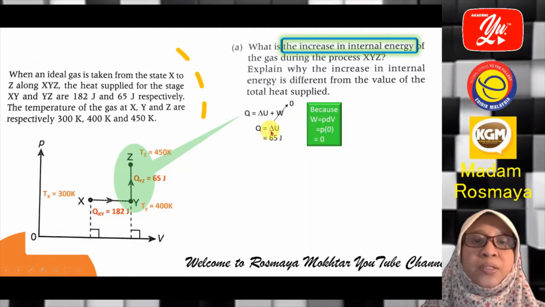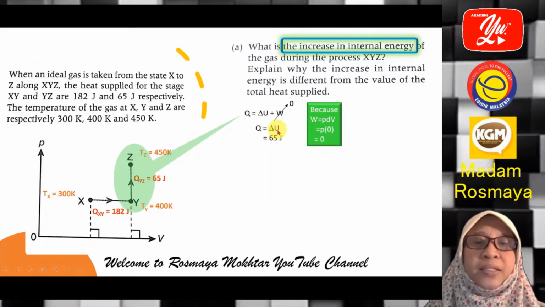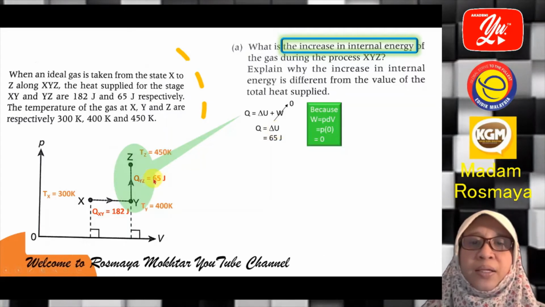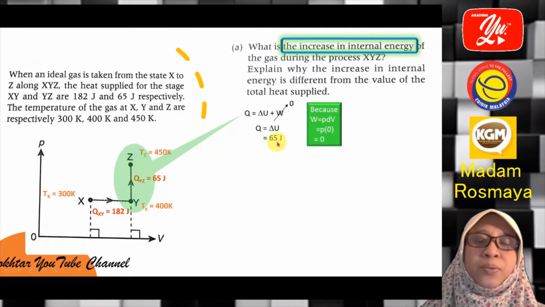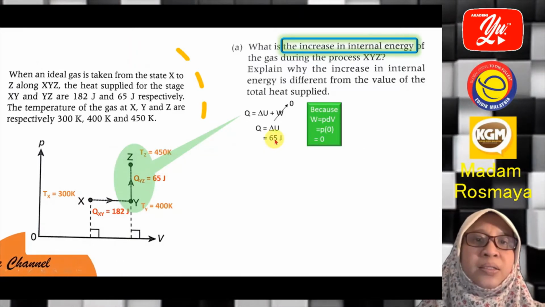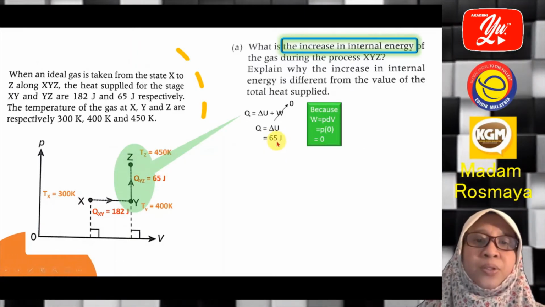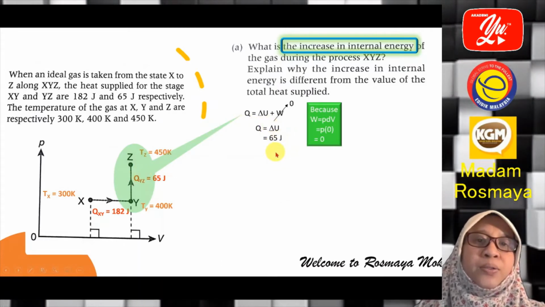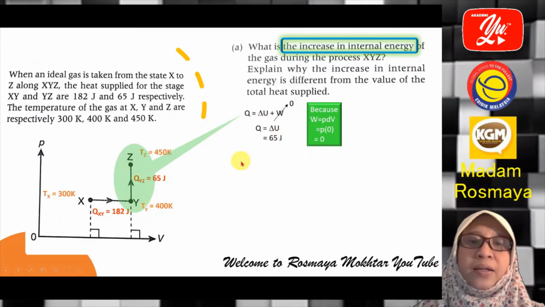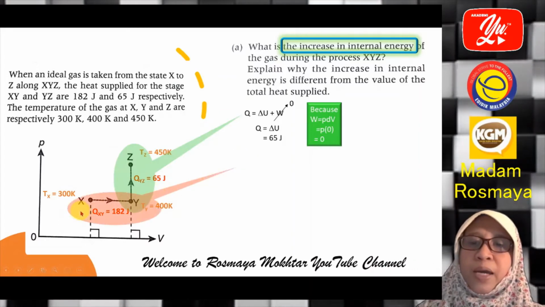So Q equals the change in internal energy, delta U. We can substitute QYZ into here. So we get the internal energy equals 65 joule because it equals Q. Okay, so this is for YZ. Next we do XY.